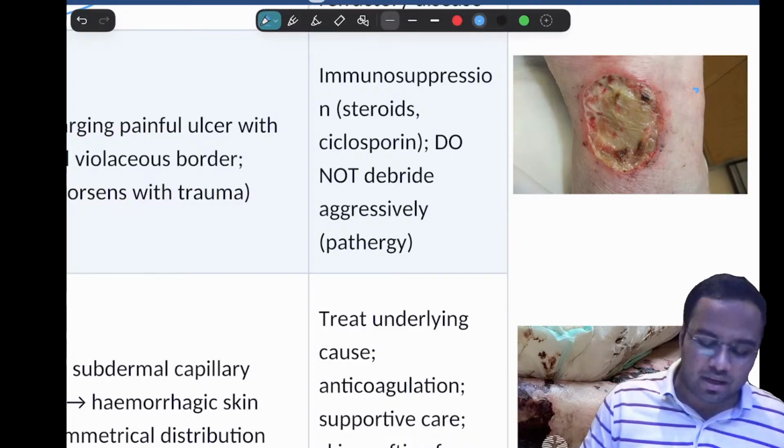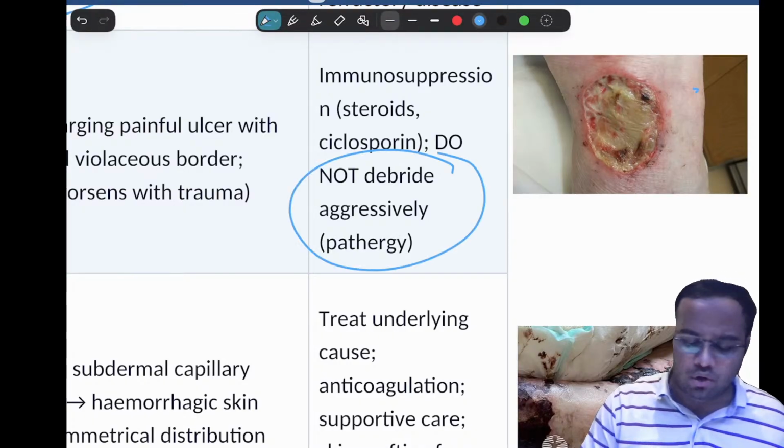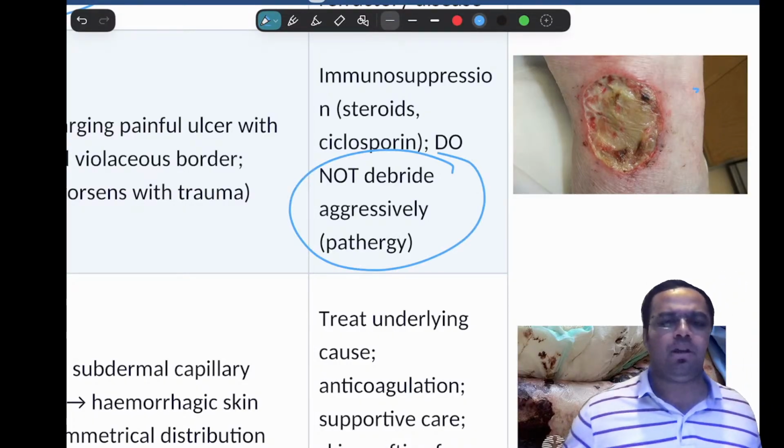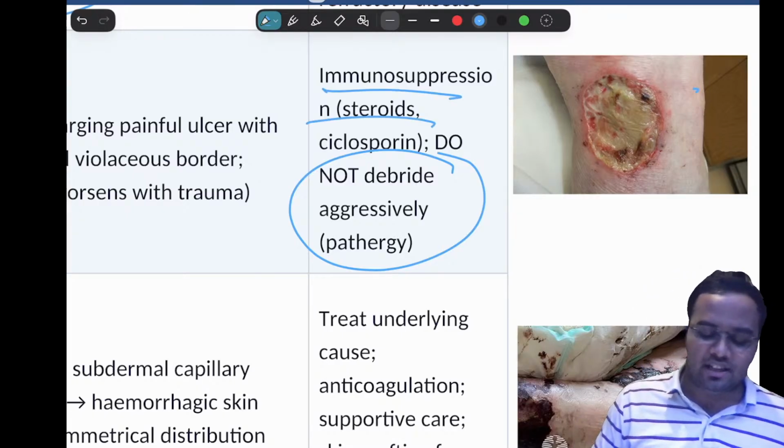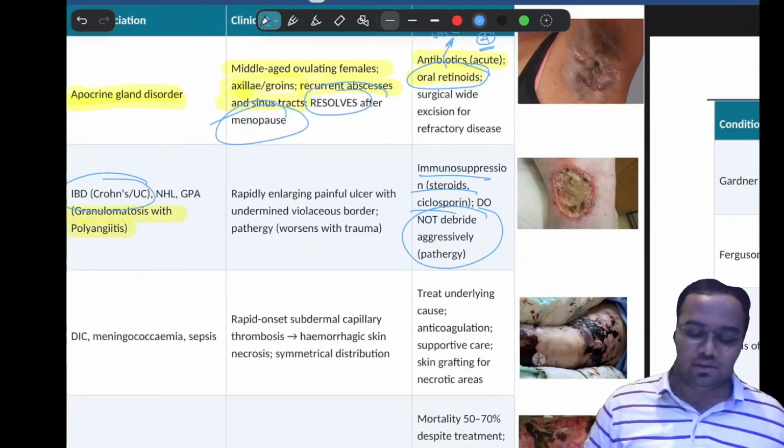And always remember, there is no need for debridement. So no need for debridement. Do not debride because it is a problem with the immunity. So you are going to do immunosuppression, steroids and cyclosporin, and then the patient is going to recover.